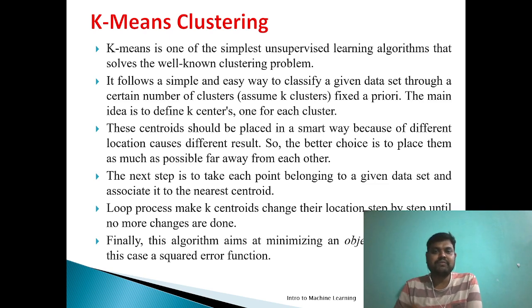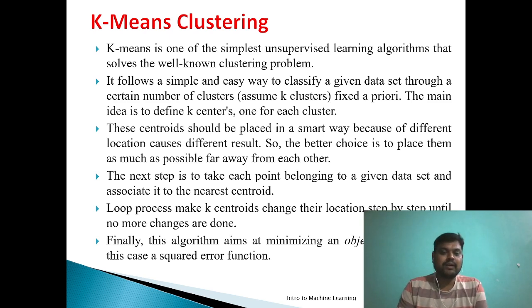K-means is one of the simplest unsupervised machine learning models. It will group similar items based on the distance matrix. Here the k denotes the centroids, right? K centroids will be selected, one for each cluster.